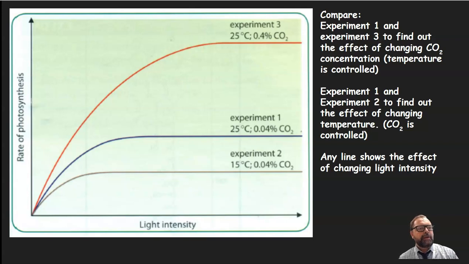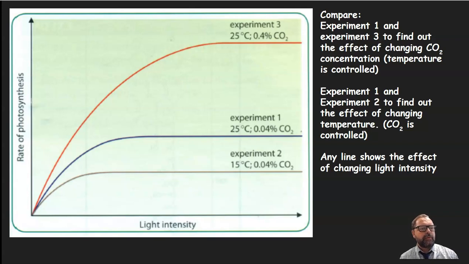In the exam you would need to decide which experiments you would compare to tell you about the effect of each factor. So you can see in experiment 1 and experiment 3 that the temperature is constant at 25 degrees C, so therefore a control variable, and the CO2 concentration is higher in experiment 3 than it is in experiment 1. These lines are showing us the effect of increasing CO2.